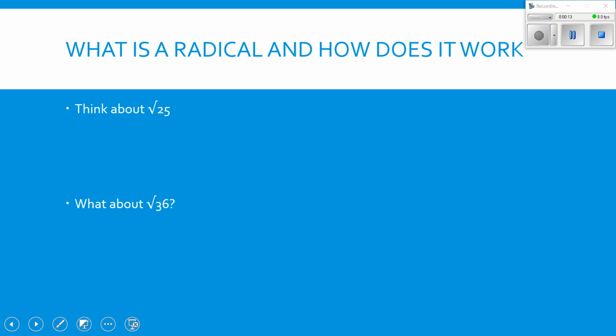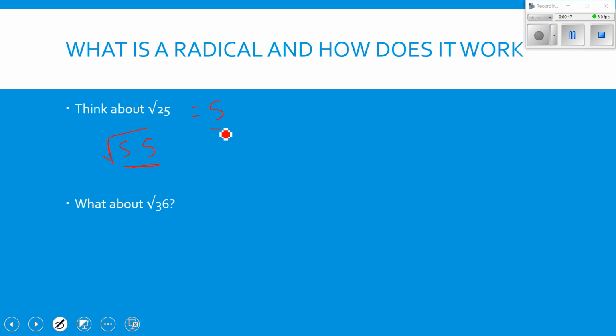Alright, so first off, what is a radical and how does it work? So think about the square root of 25. If you are good at mental math or you remember this from any point, you know that the square root of 25 is just 5, right? But what does this mean? What math are we doing behind it? Well, square root means what times itself is this number. So really, the square root of 25 looks like the square root of 5 times 5, and that tells us, oh, 5 times 5 is 25, therefore 5 is the square root of 25.